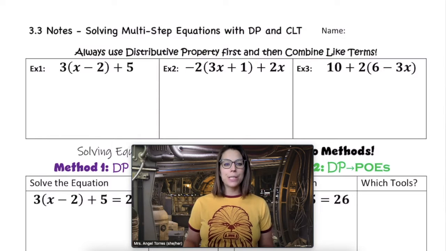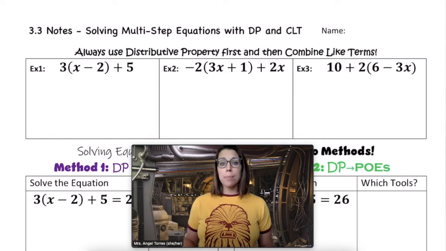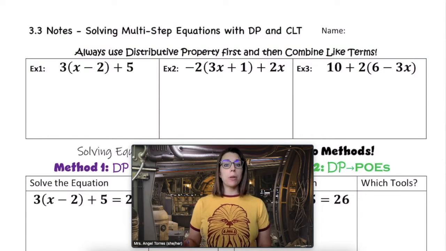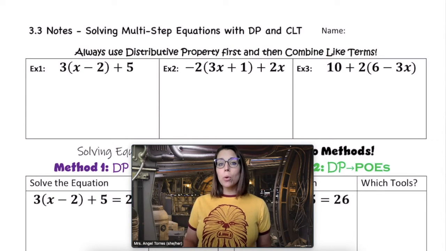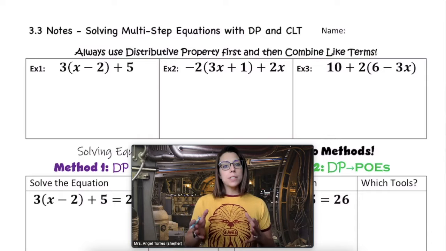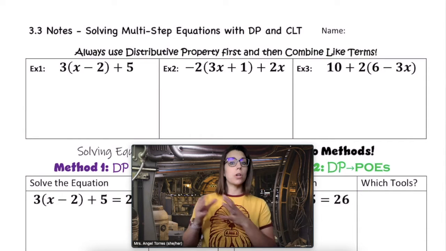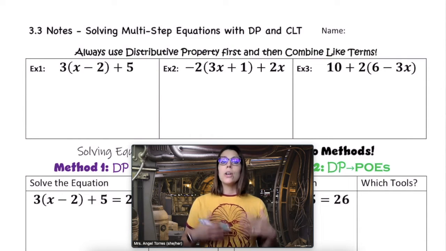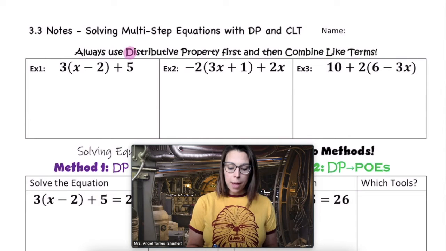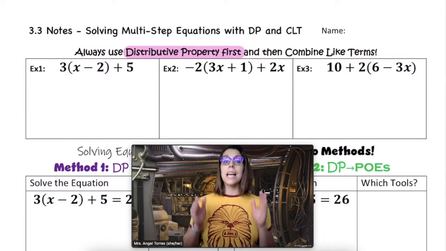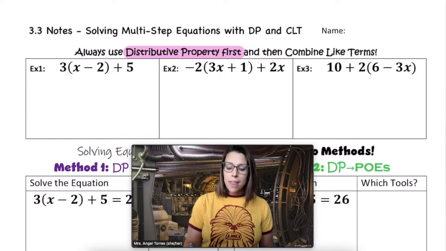Hello, young math Padawans. It's Mrs. Angel with your lesson for today on solving multi-step equations using both distributive property and combined like terms. Here's the key. If you remember your order of simplifying, you always have to simplify any groups before you can combine from left to right. So I'm always going to apply my distributive property first, since that deals with a group. Then I'm going to look to combine like terms.